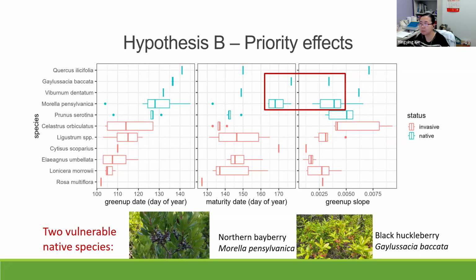This might indicate those 2 native species can be vulnerable to invasion because they are late at the beginning of the season and also at the end of spring. And while they develop the greenness more slowly than other species, they can be vulnerable, because while other species develop the canopy, they create shade. So that's why this type of information indicates the 2 vulnerable native species.